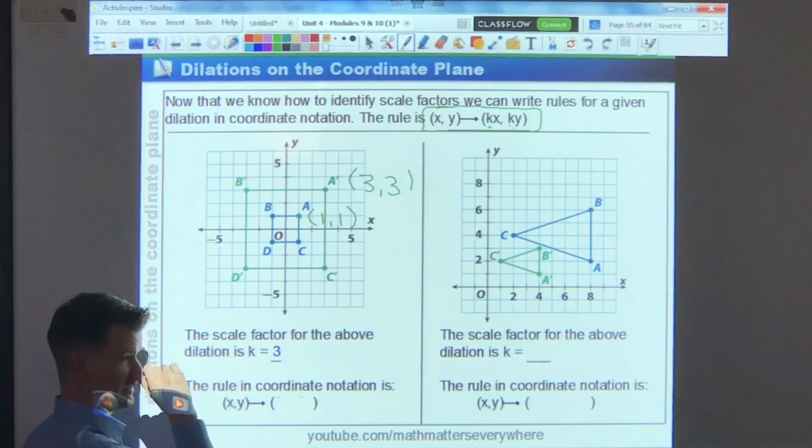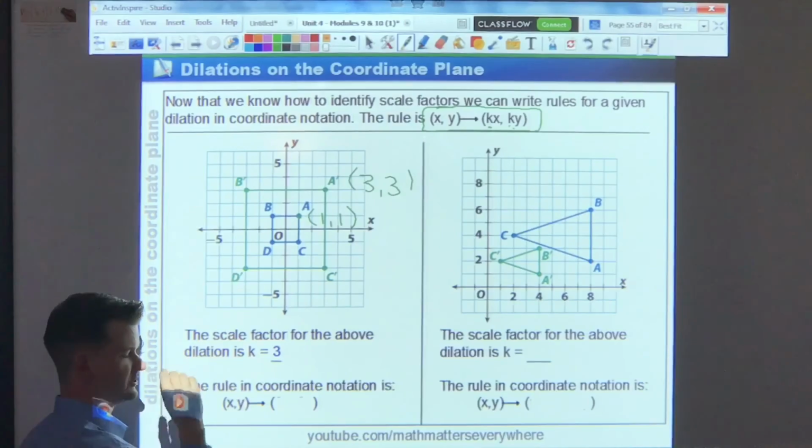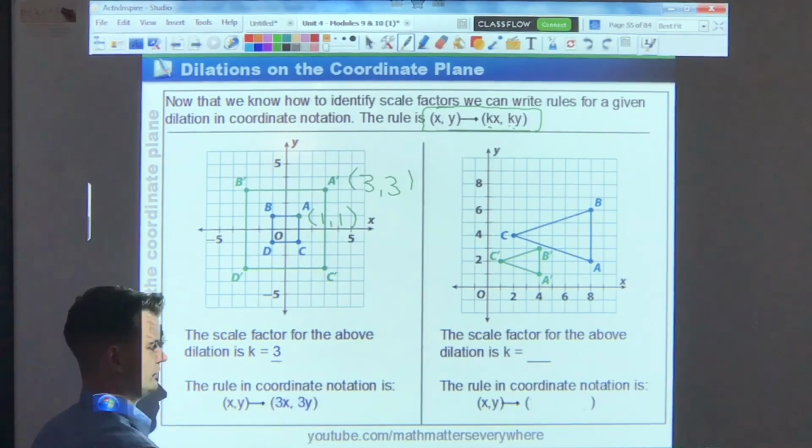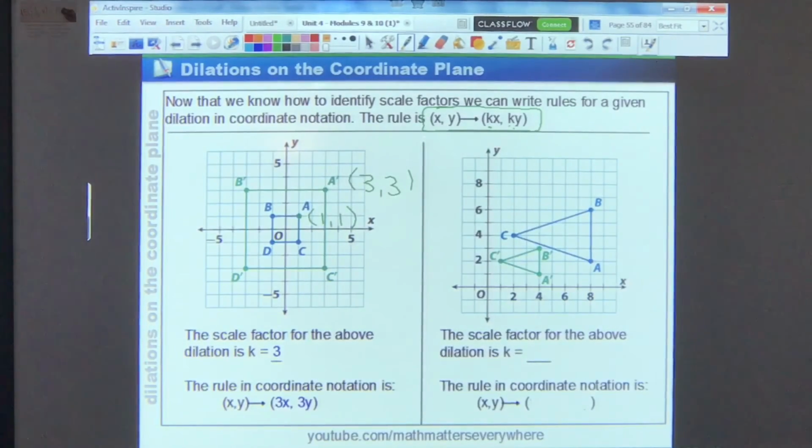Now that I have them, let's see if you can piece it together. I take the k's out, I replace them with the scale factor. What is my rule, class? 3x, 3y. Beautiful. 3x, comma 3y. That's it. You're simply replacing k's with the scale factor. It is super simple.